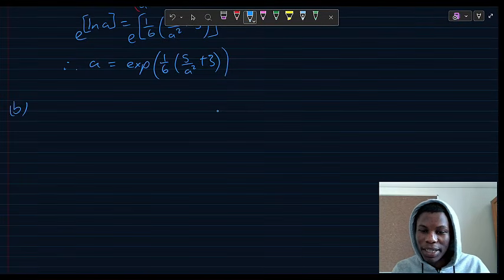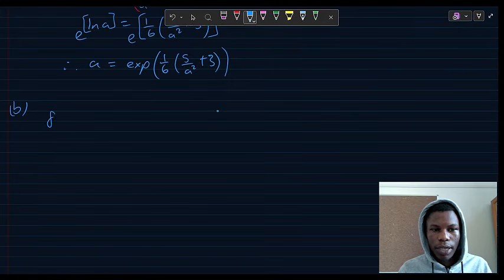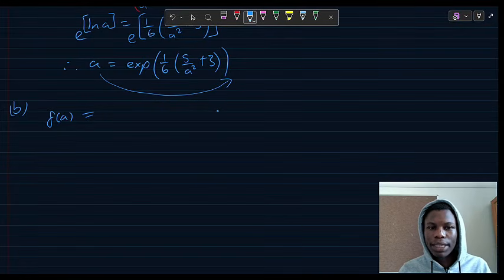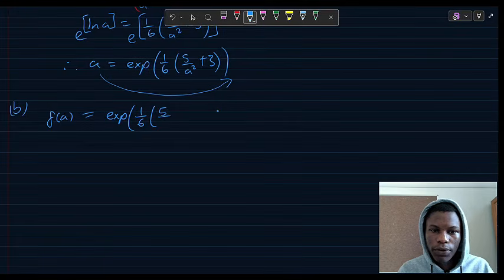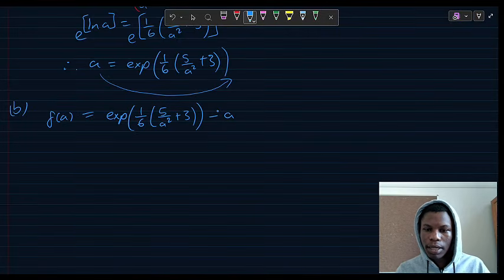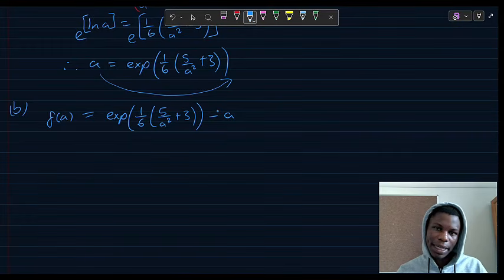Part B says verify by calculation that a lies between 2 and 2.1. Okay, so what we want to do is create a function called f of a, which is going to put everything on one side. So I'll move the a to the right hand side, and then I'm going to call that f of a. So the exponential of 1 over 6 times (5 over a squared plus 3), and then the a moves to the right, so it subtracts. And what we want to do is evaluate f of 2 and f of 2.1. If we get a change in sign, then that means a has to lie between 2 and 2.1.